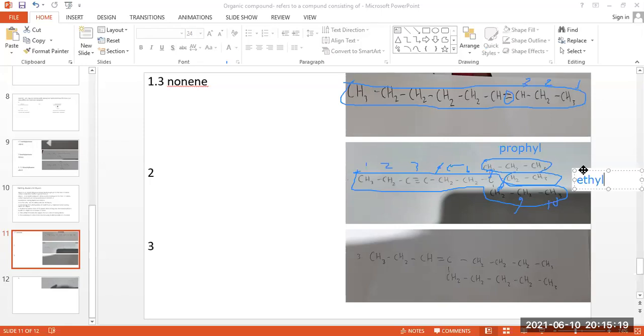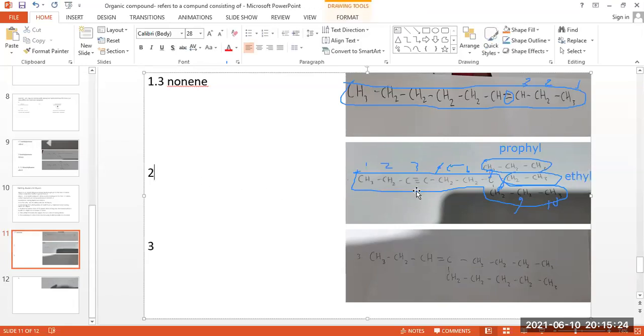How to name this? We name this one as: the propyl is at number 7, ethyl also at number 7, so 7-ethyl-7-propyl. The triple bond is at number 3, so 3-decyne. This is "yne" because it's a triple bond. So this is an alkyne, different from number 1, which used "ene" because it's a double bond. Okay. Continue, number 3.